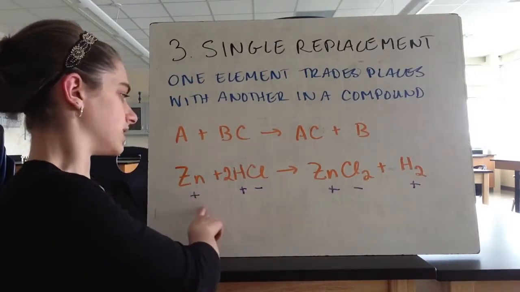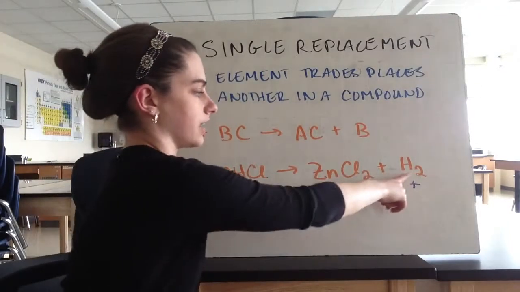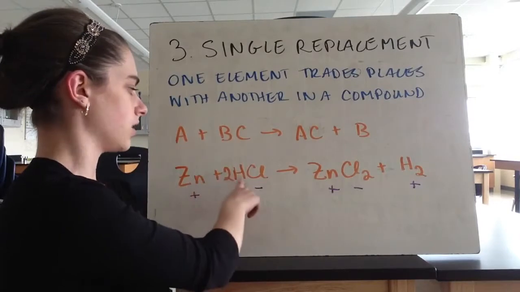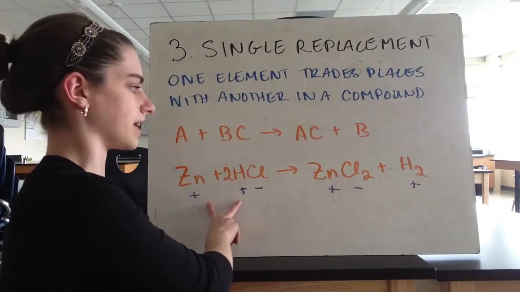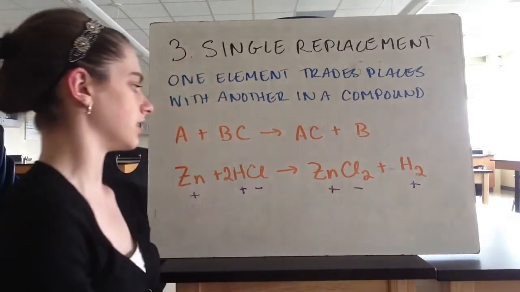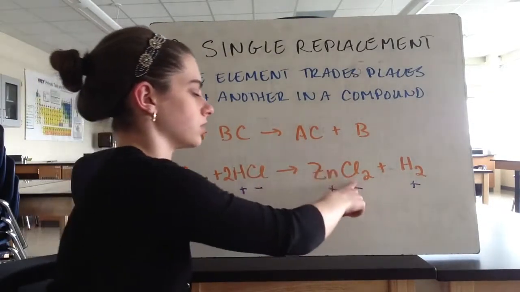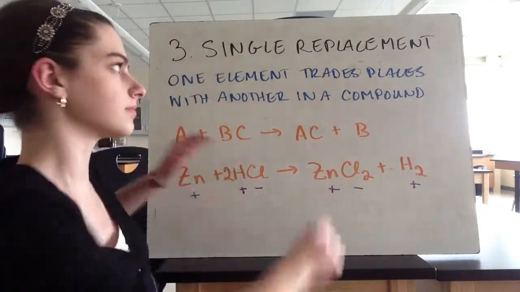Our example, we have zinc reacting with hydrochloric acid, and we get zinc chloride and hydrogen gas. So in this case, our zinc replaced our hydrogen. So they're both positives, and our zinc replaced our hydrogen to get zinc chloride on this side. It's still balanced, so we have 1 zinc, 2 hydrogens, 2 chlorines, 2 chlorines, 2 hydrogens.